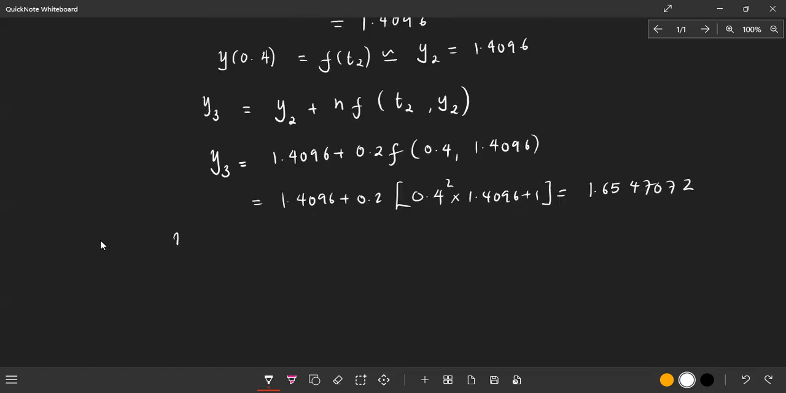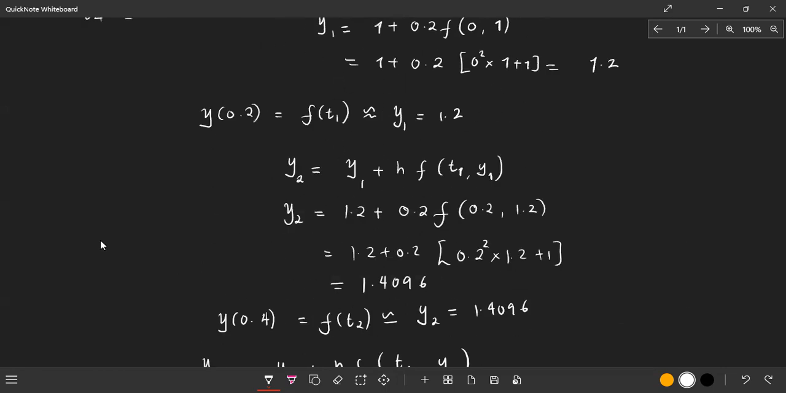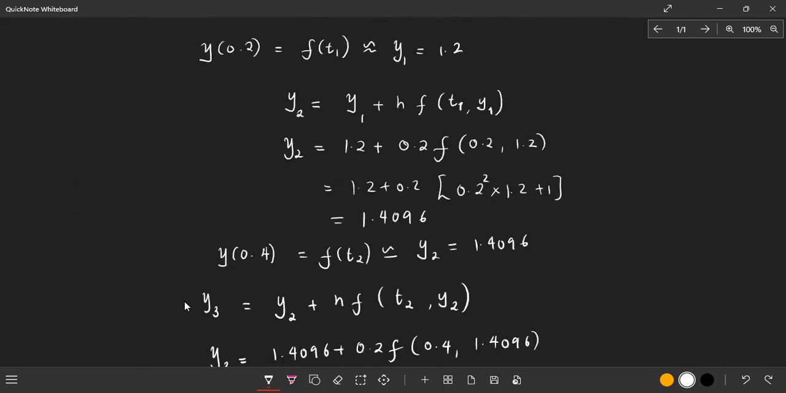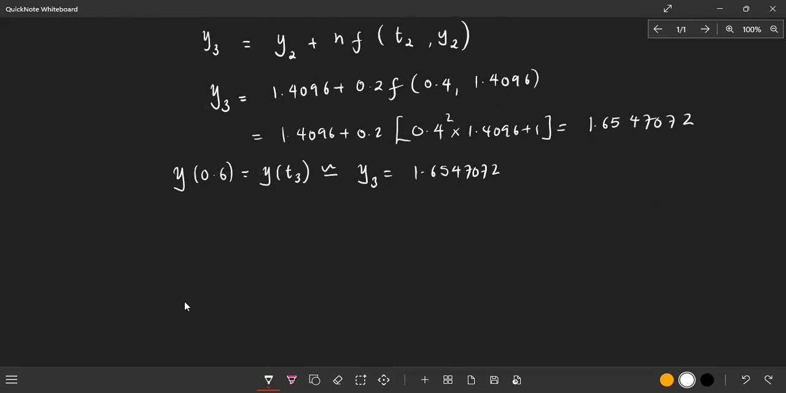So we can therefore say that y at 0.6, which is the same as y at t3, is approximately equal to y3, and this is equal to 1.6547072. One more step. Remember at 0.6, we need to reach 0.8. So this will be our t4.